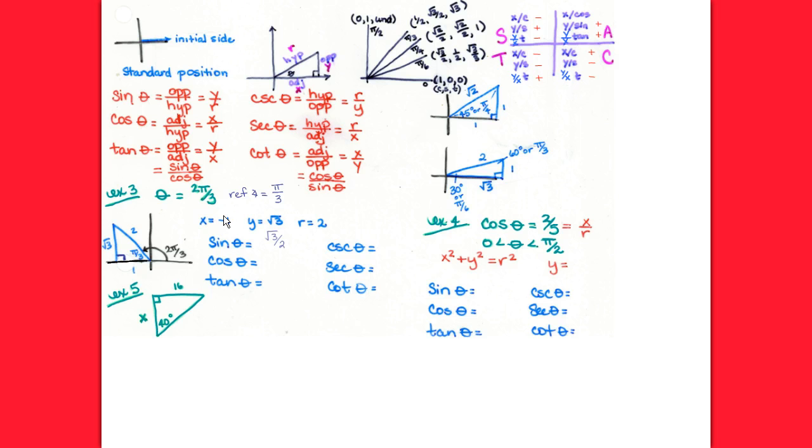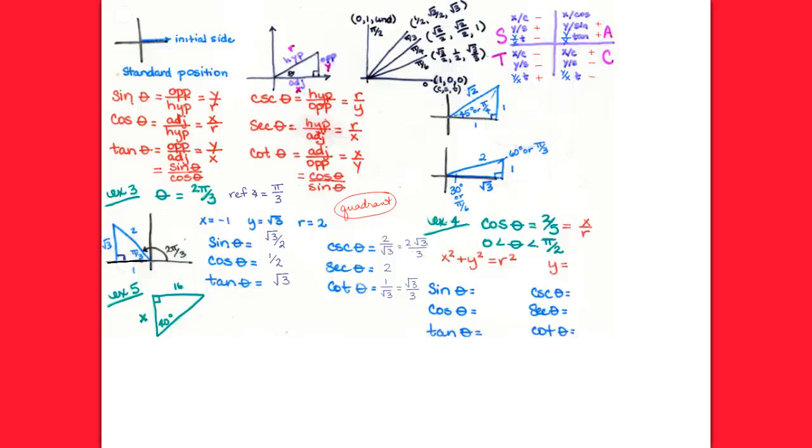Now I could come up and say, okay, looking at my chart, here's pi over 3. So I can look at this and say, okay, my sine is going to be square root of 3 over 2. My cosine is going to be 1/2. My tangent is going to be square root of 3. And I would get all 3 of those values like that. Then I would just flip them to get their reciprocals, being sure that I rationalized anywhere that I needed to.